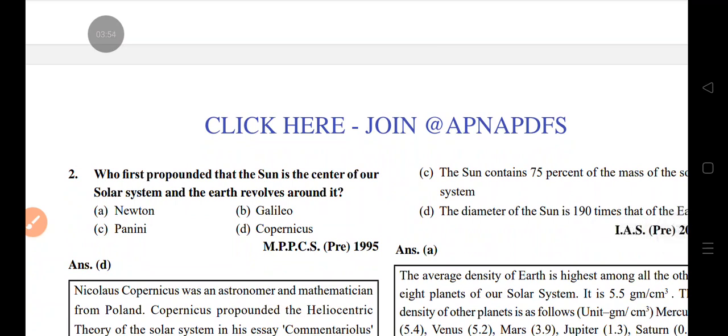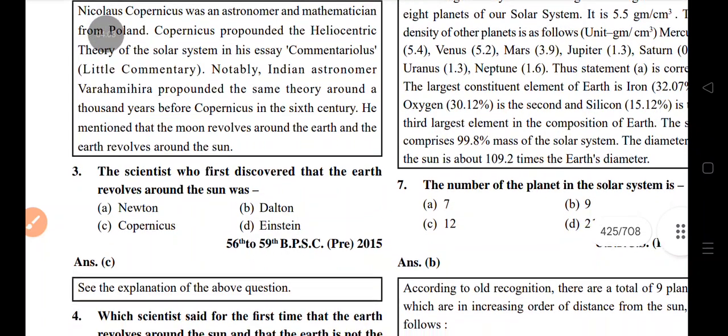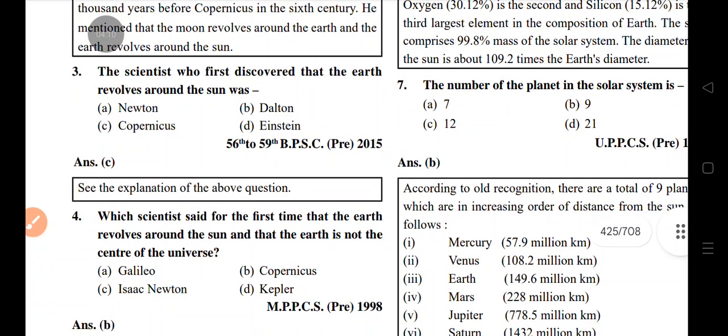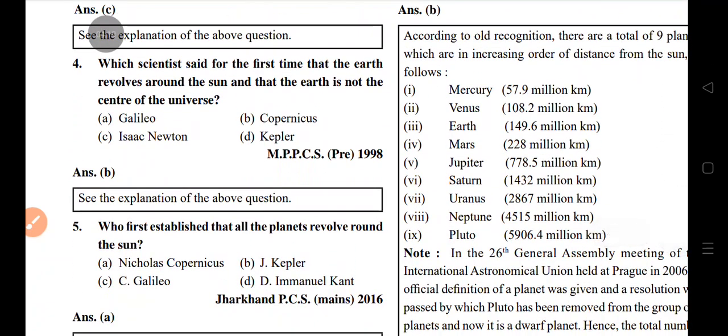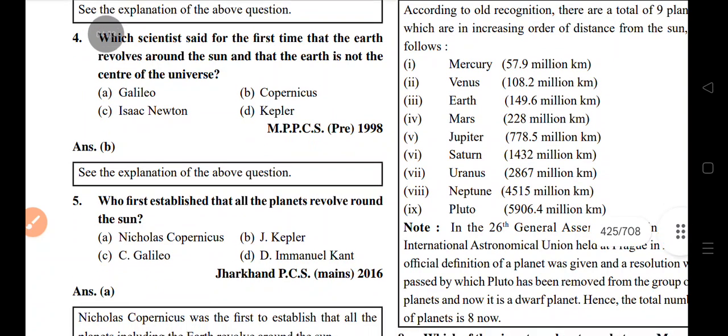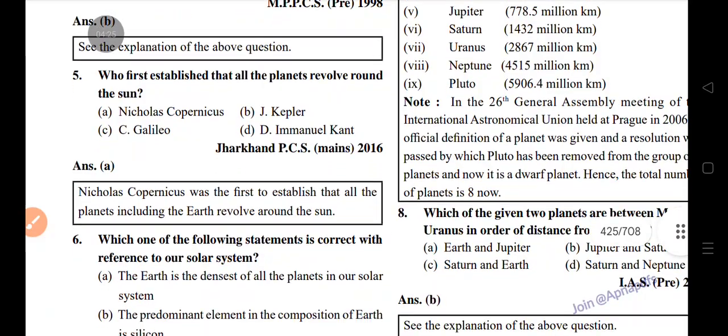Who first propounded that the Sun is the center of our solar system and the Earth revolves around it? Copernicus. The scientist who first said that the Earth revolves around the Sun, and that the Earth is not the center of the universe, was Copernicus. Who first established that all the planets revolve around the Sun? Nicholas Copernicus.